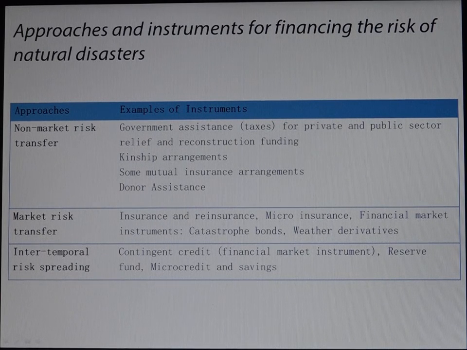At the household level, risk spreading over time can be achieved in the form of savings. On the country level, governments can establish catastrophe reserve funds, usually financed by taxes, which are depleted only in the case of a disaster event.